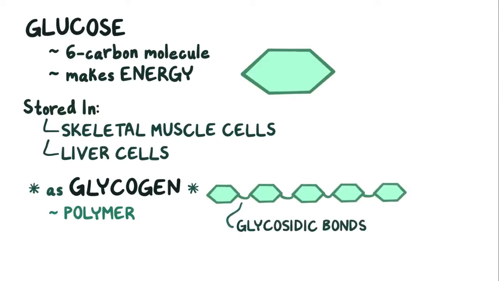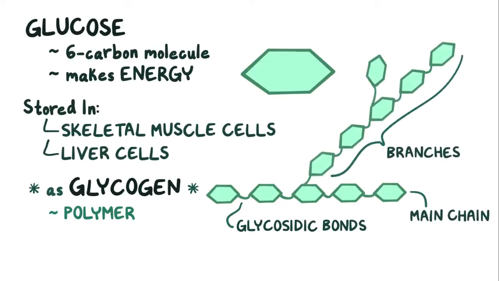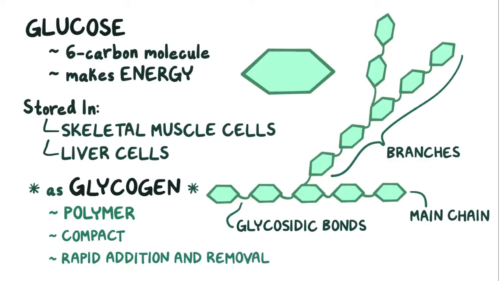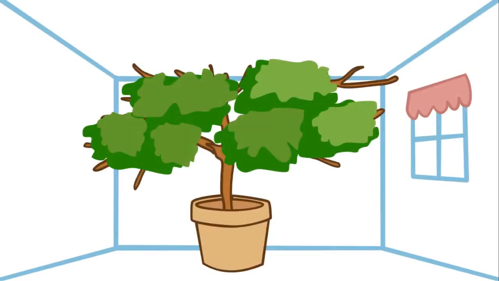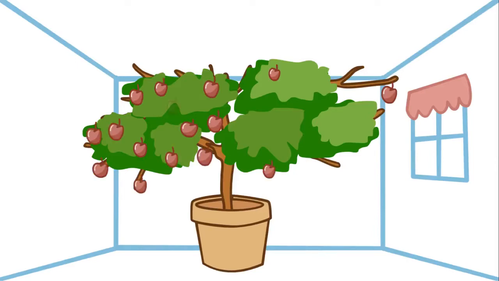You can think of glycogen having a main chain and there being multiple branches sprouting off of it. These branches allow glycogen to be compact and capable of rapid addition and removal of glucoses. It's kind of like growing a plum tree in a tiny house with a short ceiling. The short ceiling limits the tree's vertical growth, but the tree is able to branch off, so that it can still grow and produce many plums in a tight space.